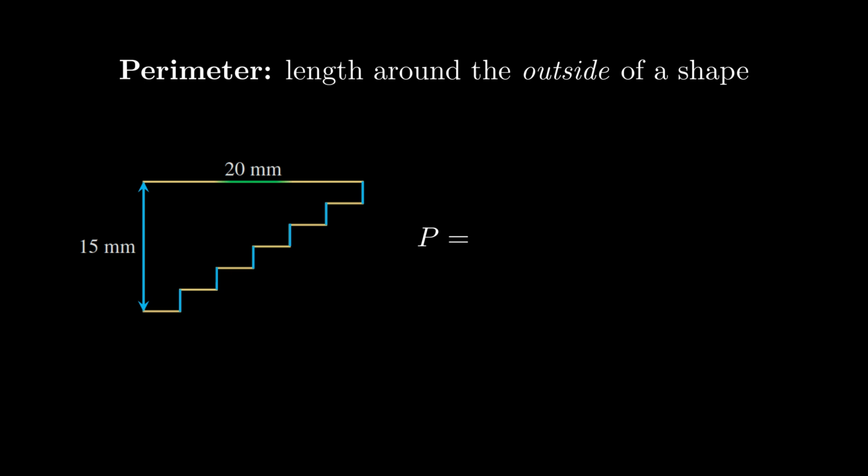And likewise, if the top edge is 20 millimeters, then all of these guys also make up 20 millimeters. Okay, so all the green little bits make up another 20 millimeters. So in total, we have two 15s and two 20s, which gives us 70 millimeters.